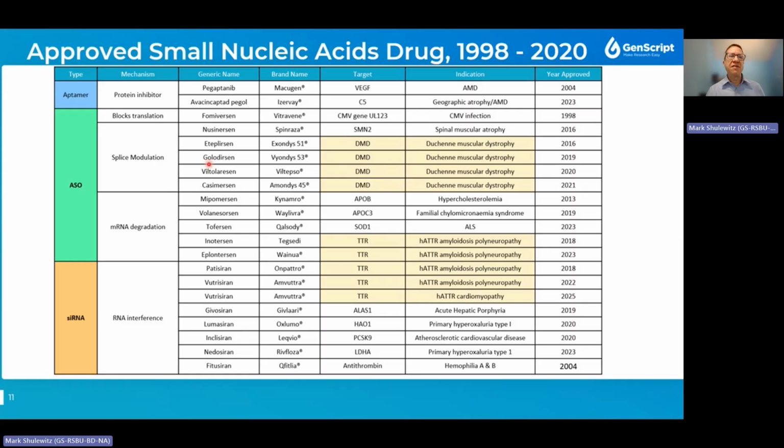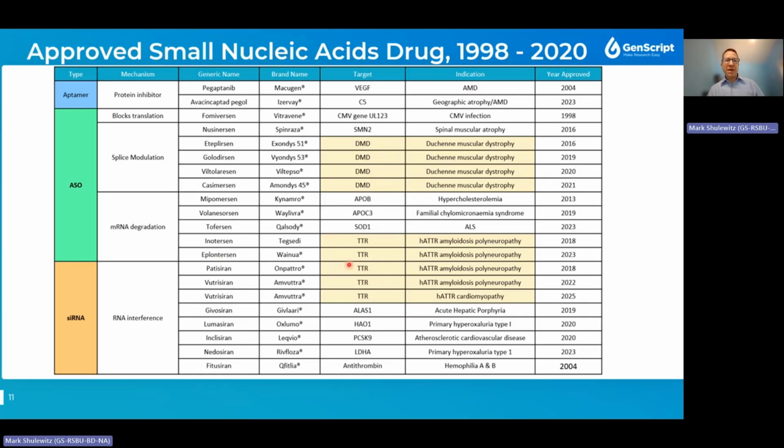There are 5 other antisense oligos that function by splice modulation, and then 5 additional ones that function by mRNA degradation. Looking at the splice modulators, you can see that they actually target 2 different genes, and in fact 4 of them target the same gene, DMD, which encodes dystrophin, and loss of function mutations in dystrophin lead to a progressive muscular dystrophy disorder, Duchenne's muscular dystrophy, and that can be treated by modulating splicing, and we've discussed that mechanism in a previous slide.